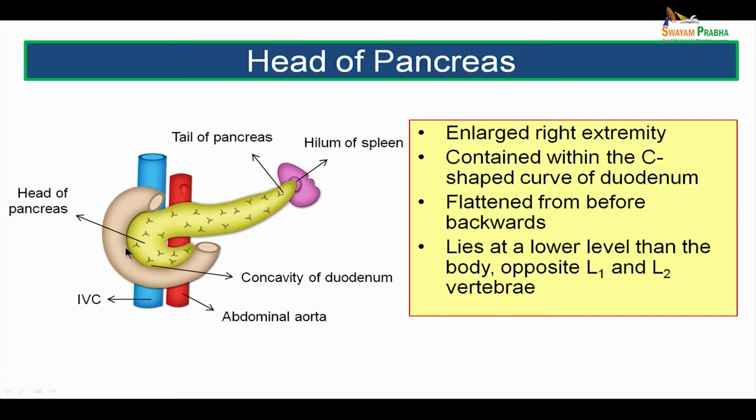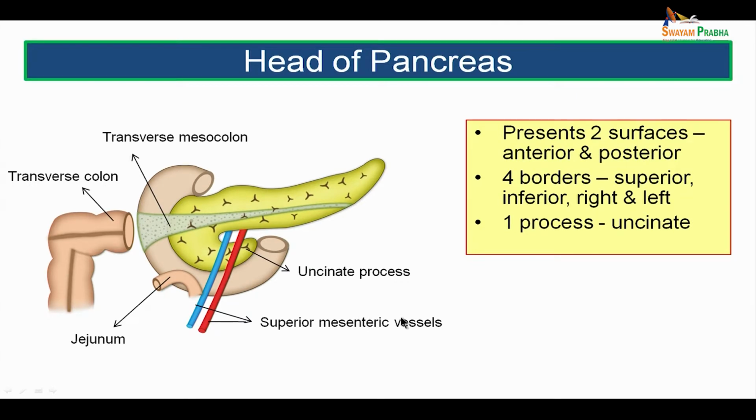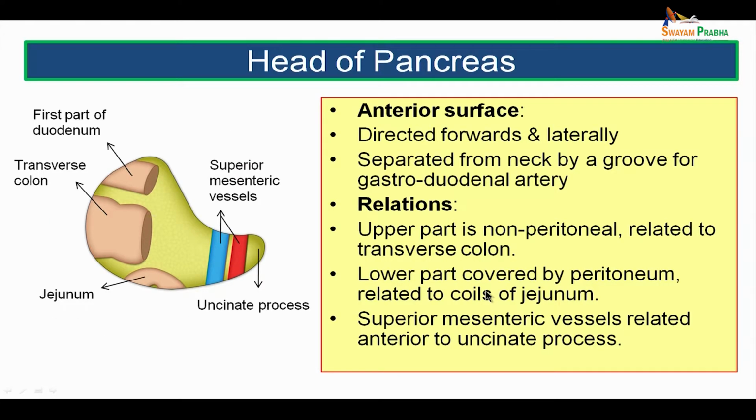The picture here shows us the right extremity of the pancreas, that is the head, which lies within the concavity of the duodenum. The head shows the presence of two surfaces, anterior surface and posterior surface, and four borders, that is the superior border, the inferior border, the right border and the left border. It also shows the presence of the hook-like uncinate process which is related to the inferior part of the head. Let us see the relations of these surfaces.